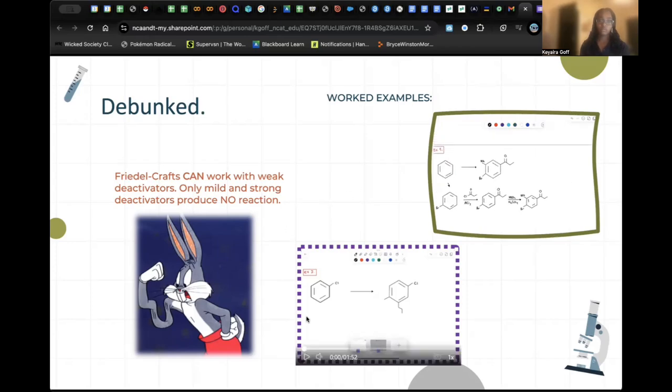Good job. Doing another synthesis problem. So first, we have a benzene ring with a chlorine attached to it. We want to perform Friedel-Crafts twice in order to get our product. So first, what we want to do is add our methyl group. And by doing this, we will add CH3Cl, AlCl3 to add our methyl group para to the chlorine group.